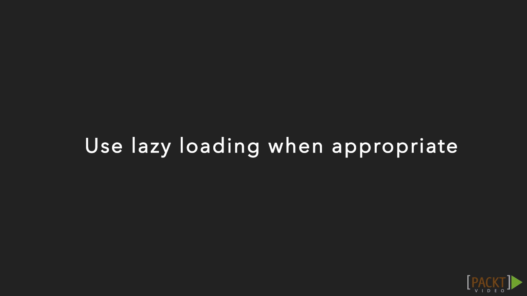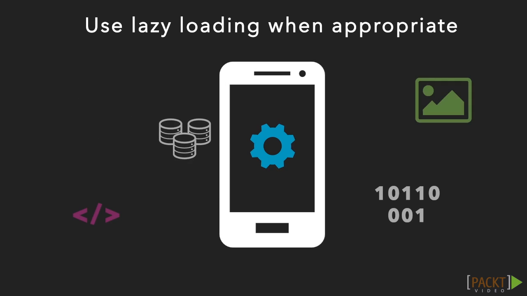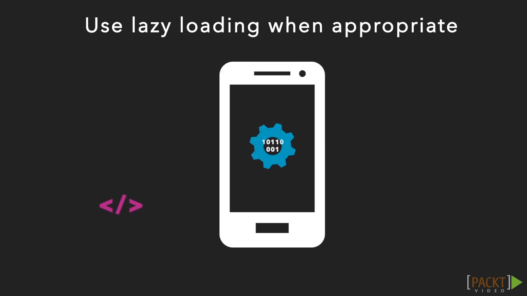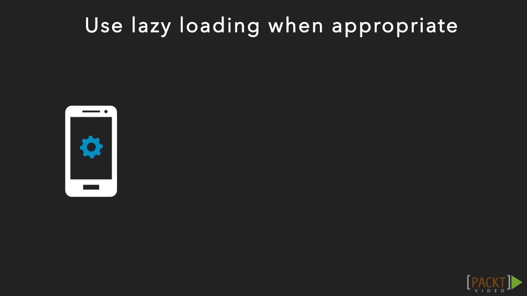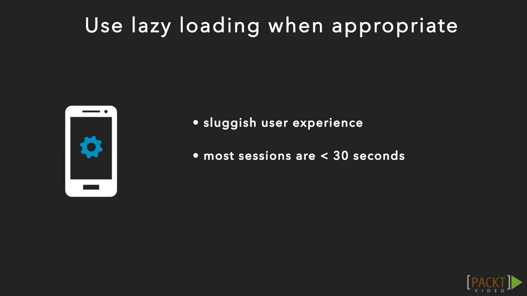1. Use lazy loading when appropriate. You may feel the impulse to load all of your resources into memory when your application loads, so that your data is always available when your user needs it. Preloading data in this way may come with the side effect of a sluggish initial user experience. Keep in mind that most people only use their mobile devices in short bursts, often less than 30 seconds. That said, you may be loading data into memory that's not crucial to the user's session.